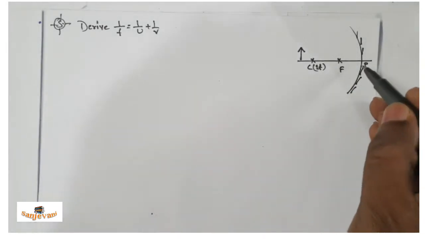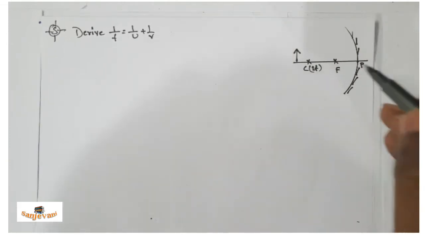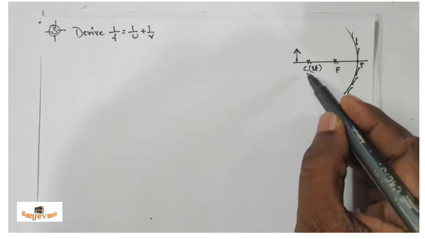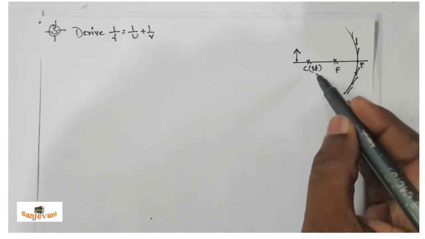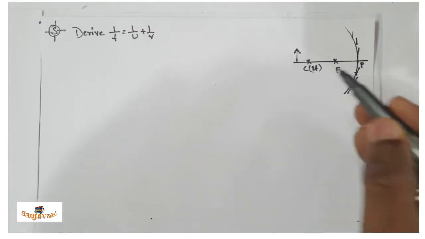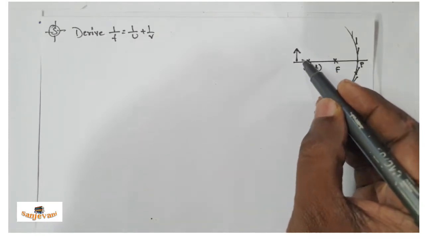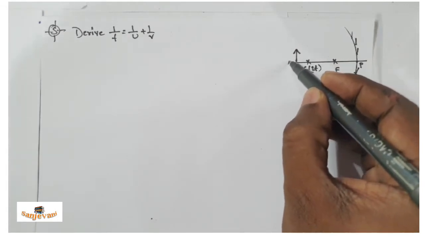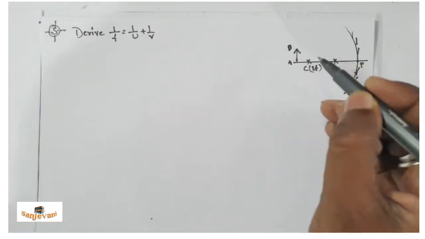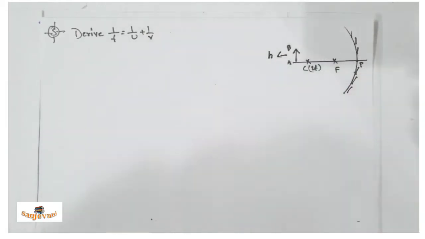Then you can see here this is the pole and this is the focus, the focal length, and this is the center of curvature, that is the radius of curvature. It is nothing but double the focal length. Up to here is f, so it is 2f, we can call it a. Let me place an object beyond C. Let me name the object AB. Assume that the height of the object is h.